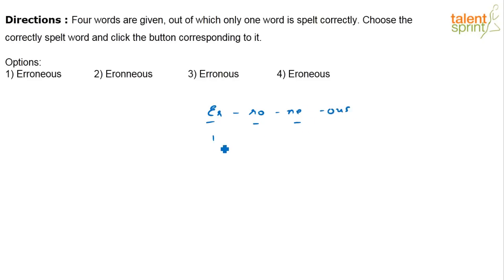1 syllable, 2 syllables, 3 syllables, 4 syllables. Erroneous, erroneous, okay? We know that our common suffix is OUS. Another thing, if you know the word, yes, that is also a suffix, Gautam. If I remove the suffix, the remaining word is arrow, and I can quickly relate this word to another word I'm familiar with, which is error.